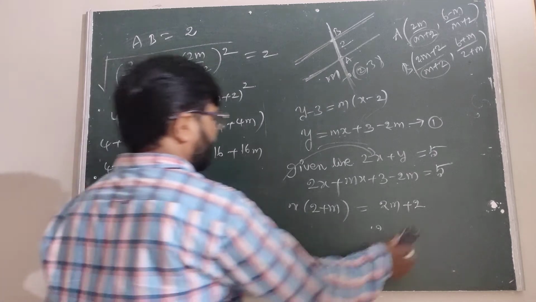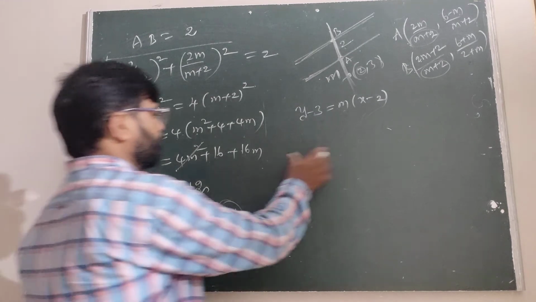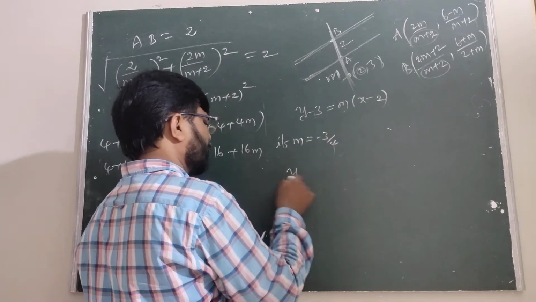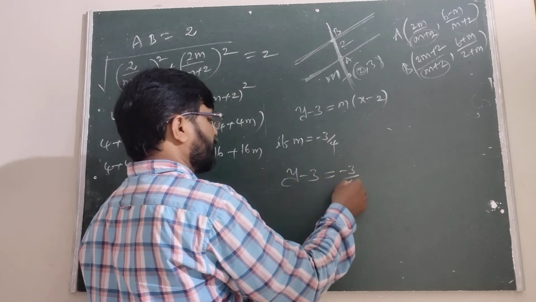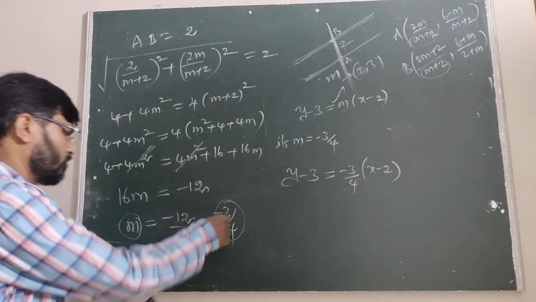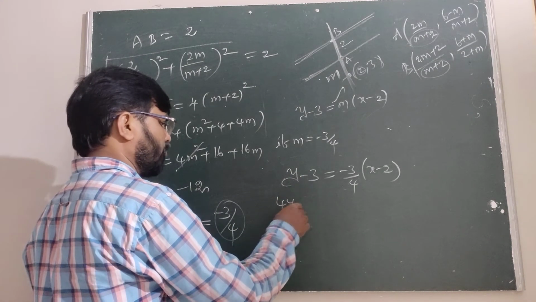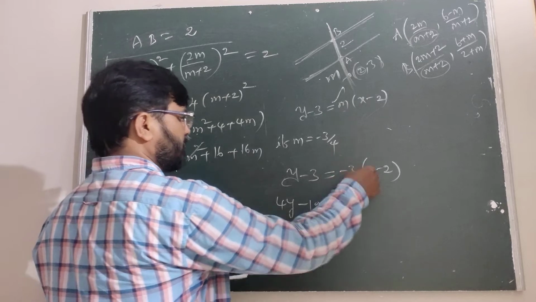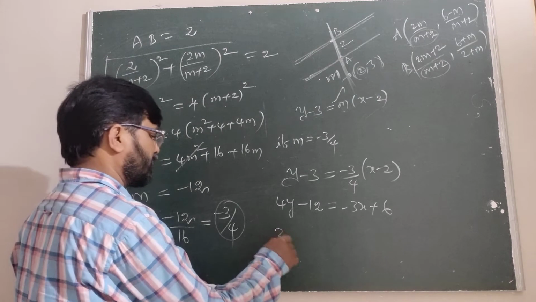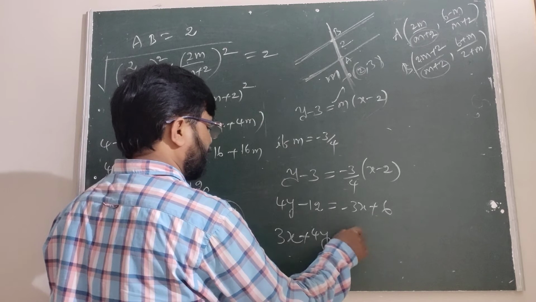Now if m equals minus of 3 by 4. In case 1 we are taking m equal to minus 3 by 4, then it will be y minus 3 by 4 into x minus 2. We substitute m equal to minus 3 by 4. Now the cross multiplication: this is 4y minus 12, this is minus of 3x plus 6. Okay, therefore now this is 3x plus 4y minus 18 equal to 0, which is one of the lines.